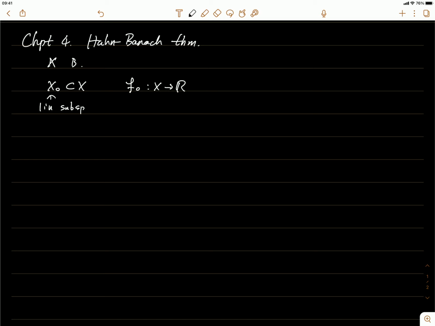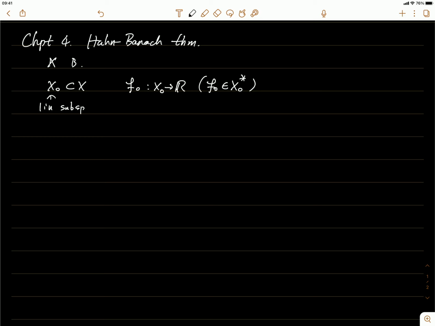We consider the real case, but there is also a complex version of this, but we'll only talk about the real Hahn-Banach theorem here. So F naught is from X naught to R, or in other words, it's a bounded linear functional. Actually we mean this: it's a continuous linear functional defined on X naught.